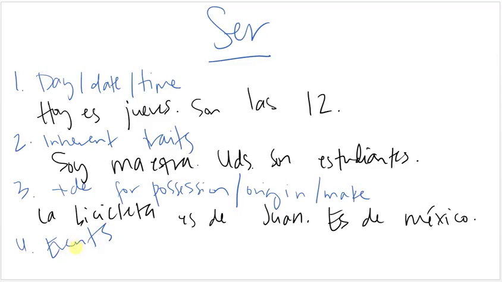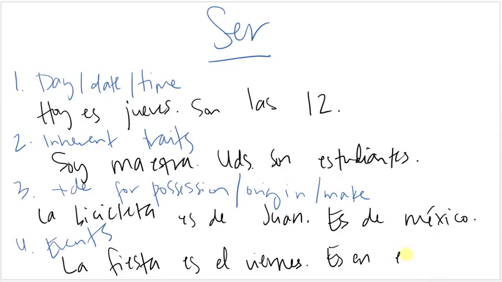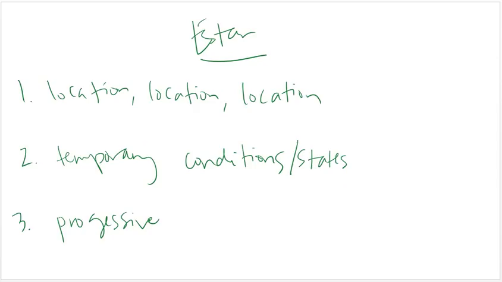And events. So this one's a little bit tricky because normally for location, you're going to use estar, but when you have a specific event, you're going to use ser. So, la fiesta es el viernes, es en el hotel. Normally, you're going to want to use estar for location, but if it's an event, then you're going to use ser. So the party is Friday, it is in the hotel. So these 4 reasons are going to be the things that you're going to know that you need to use ser.